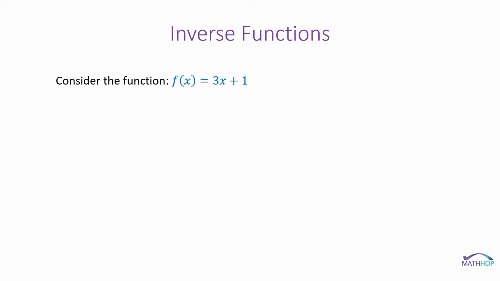Let's define it for a few values. So f of 1 is 3 times 1 plus 1, or 4. F of 2 is 3 times 2 plus 1, or 7. F of 3 is 3 times 3 plus 1, or 10. And f of 4 is 3 times 4 plus 1, or 13.